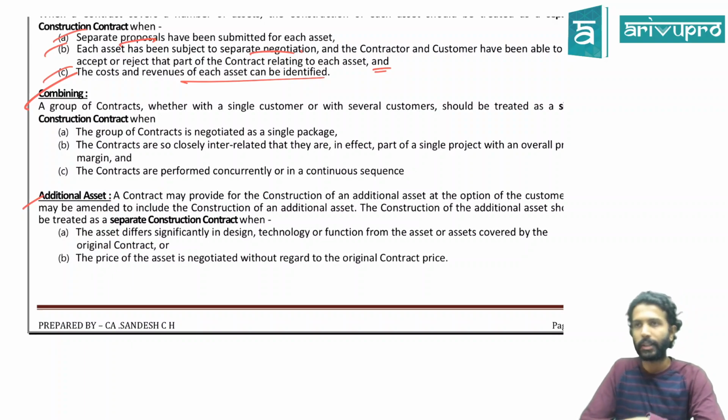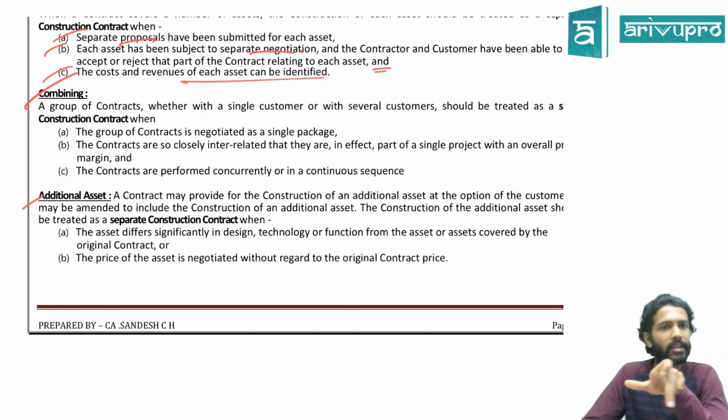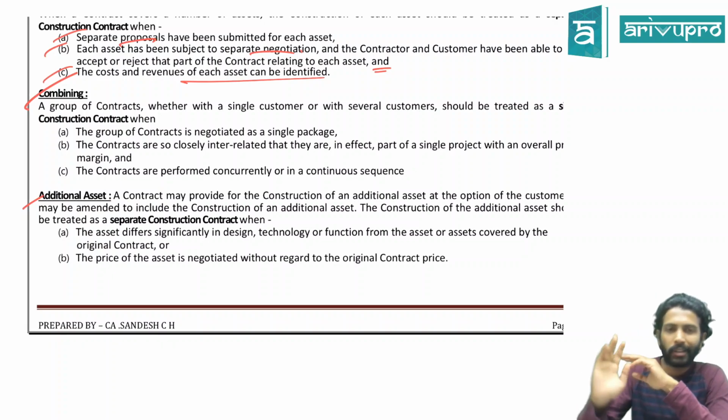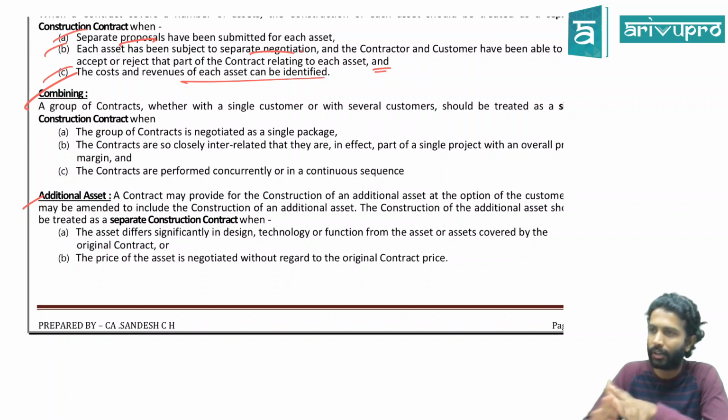Let's look at a small example. We'll continue with the example we were discussing. Government is constructing a flyover, both the front side of the formwall as well as the back side. Both contracts have been given to a single contractor. Work started. Now we decided that it's a separate contract because it was subject to separate negotiation, proposal, and cost and revenue are also separate. So it is 2 separate contracts.